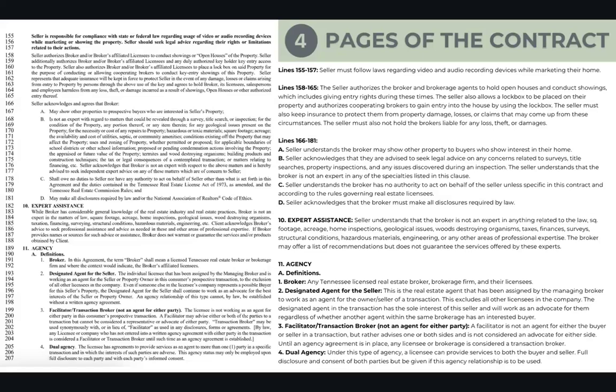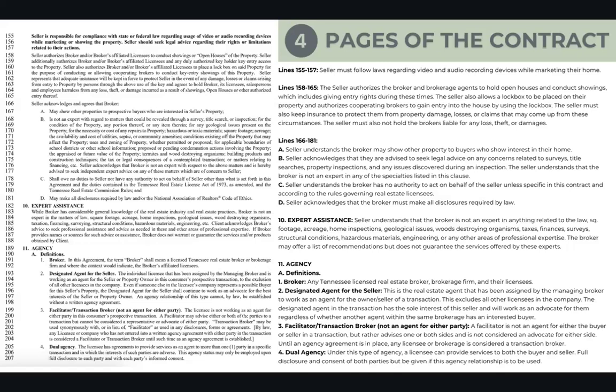Lines 166 to 181. A, the seller understands the broker may show other property to buyers who show interest in their home. B, the seller acknowledges that they are advised to seek legal advice on any concerns related to surveys, titles, title searches, property inspections, and any issues discovered. And the seller understands that the broker is not an expert in any of these specialties.